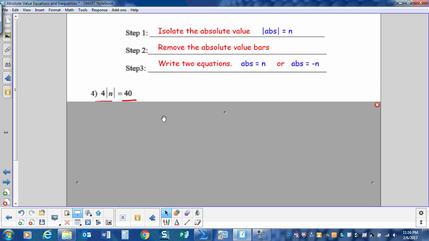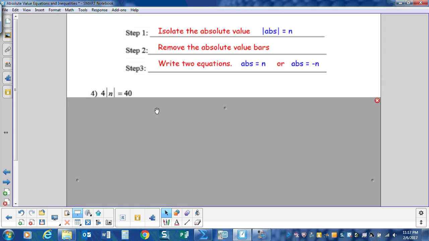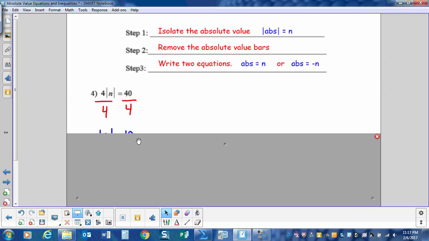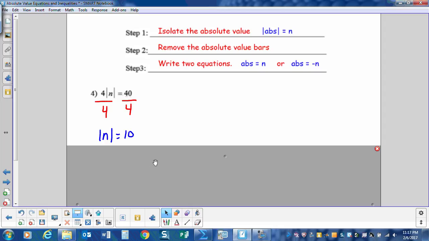Number 4, 4 times the absolute value of n is equal to 40. We need to isolate the absolute value. It's being multiplied, so we're going to divide. We're never going to distribute. We're always going to divide to undo the multiplication. Now go ahead and solve.